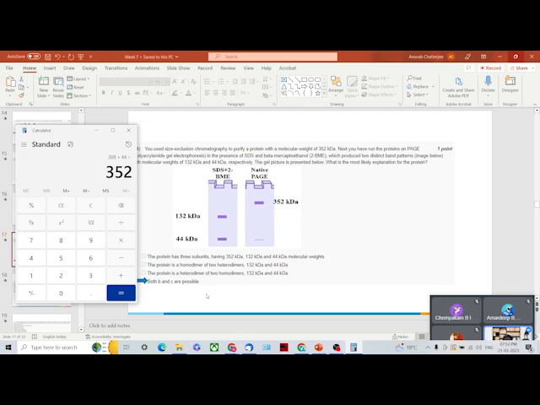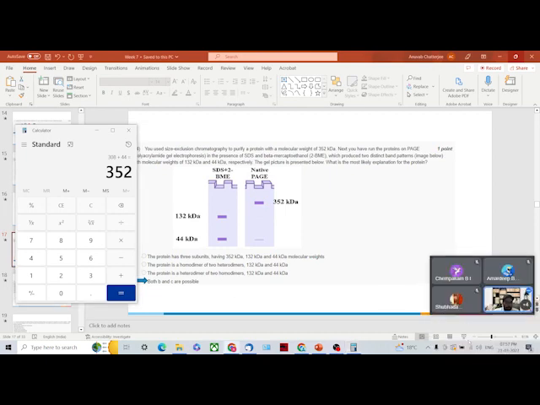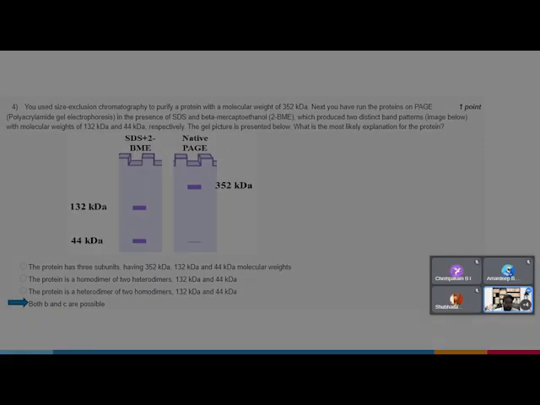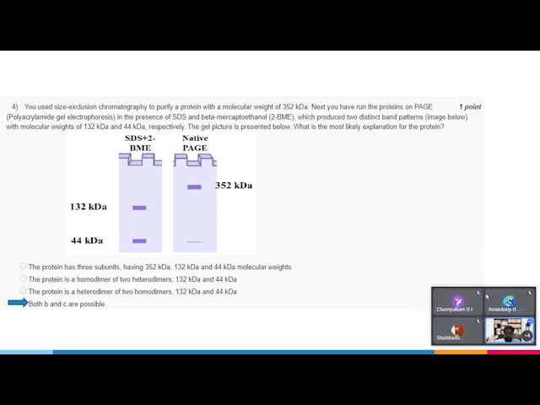So now the options that were given are as follows. The first option is obviously incorrect. There are not three subunits, but four subunits. So we go to the second one. The protein is a homodimer of two heterodimers, 132 kilodalton and 44 kilodalton.